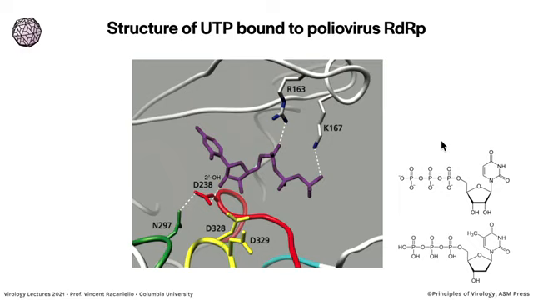A couple of interesting features of this polymerase. This one I really like. It explains why RNA works, but not DNA, to polymerize these polymerases. This is the structure of UTP bound to the polio polymerase.